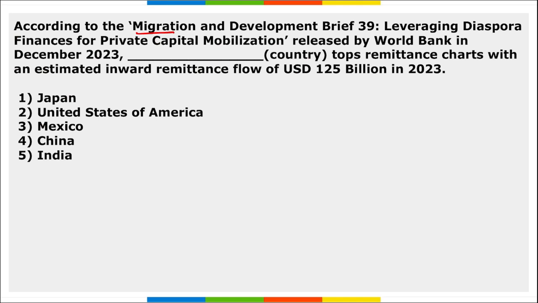Next, according to Migration and Development Brief 39, Leveraging Diaspora Finances for Private Capital Mobilization, released by the World Bank in December, dash country has topped the remittance chart with an estimated inward remittance flow of $125 billion in 2023. So, which country topped?